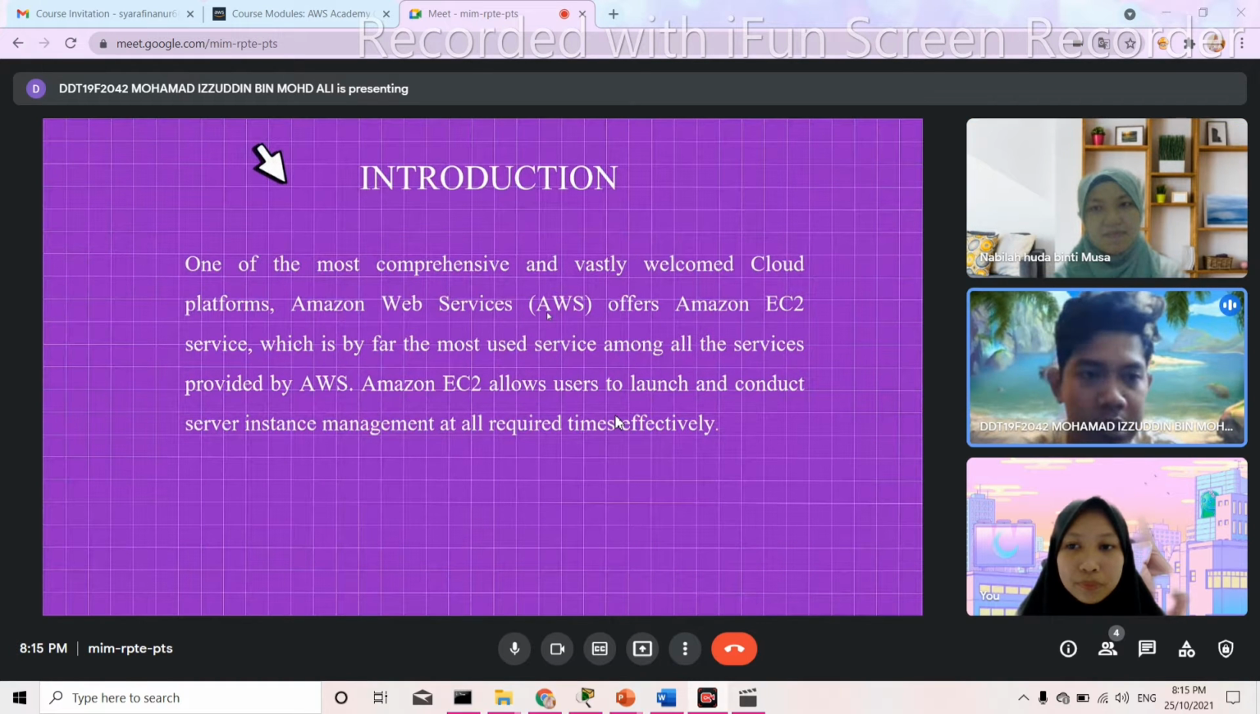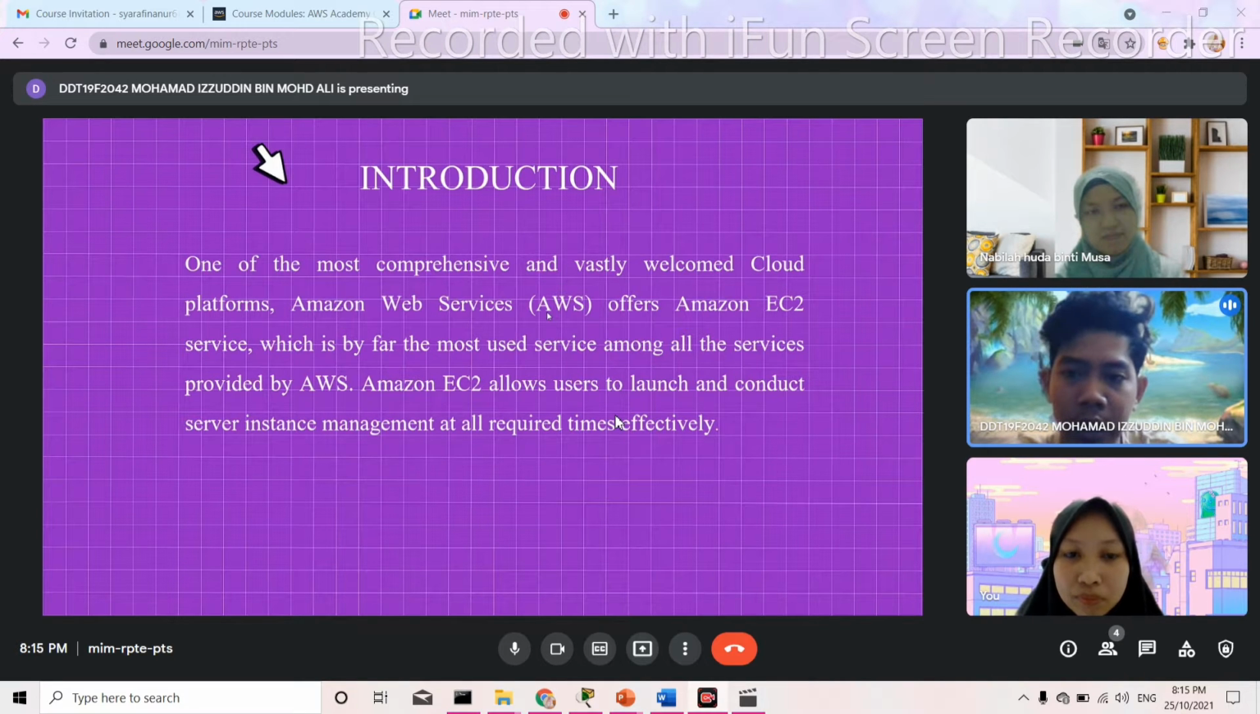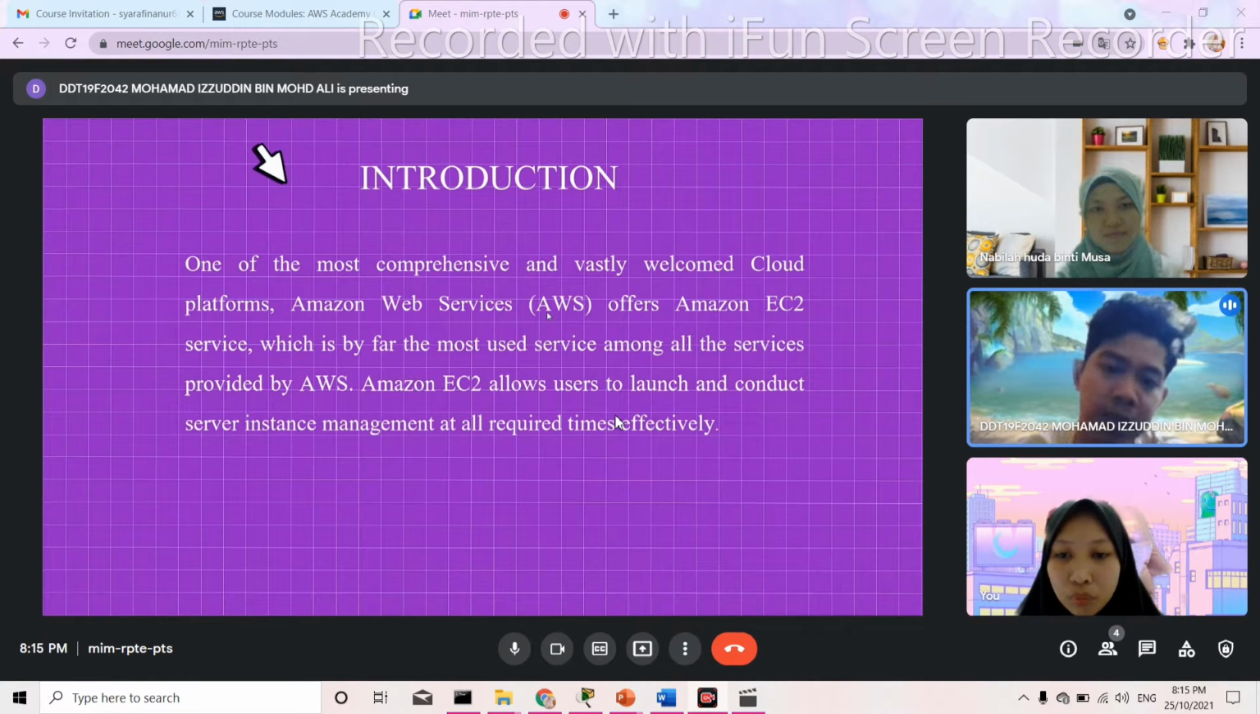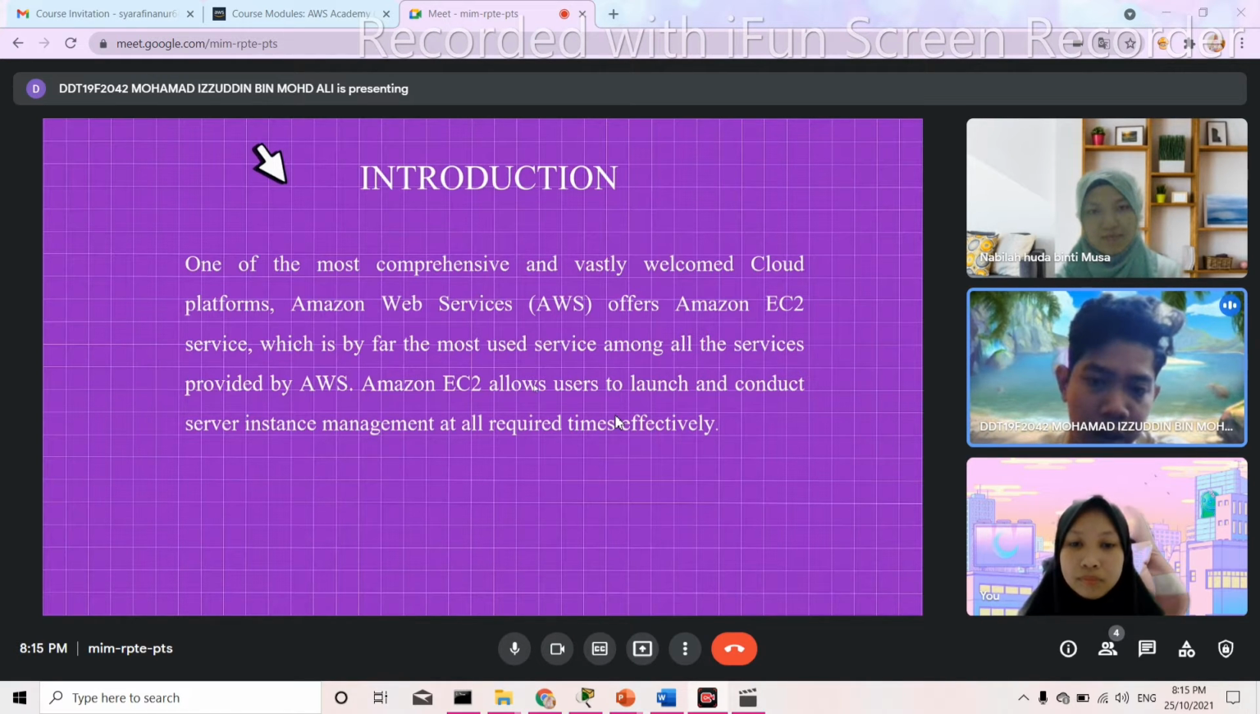Introduction. AWS is one of the most comprehensive and widely welcomed cloud platforms. Amazon Web Services (AWS) offers Amazon EC2 services, which is by far the most used service among all the services provided by AWS. Amazon EC2 allows users to launch and conduct server instance management at all required times effectively.